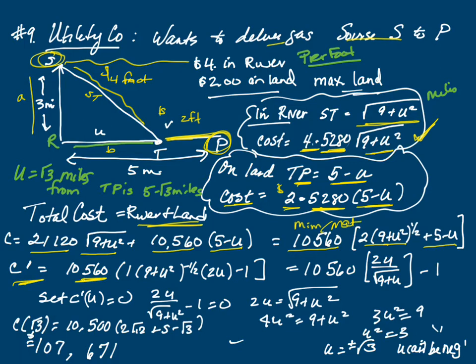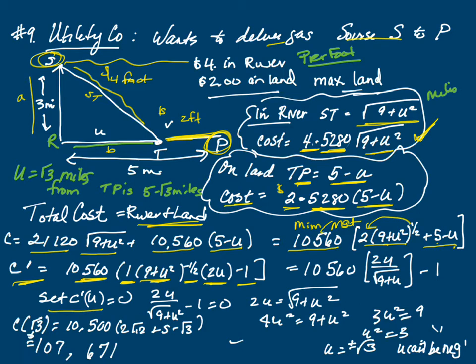Here's the derivative. That would stay the same. And then the 9 plus u squared to the 1/2 would become 1/2 out in front, which would give you a 1 here, 9 plus u squared to the negative 1/2. And then times the inside derivative, which would be 2u, and then the derivative of 5 is 0, and the derivative of u is negative 1. So there's the derivative, and we're going to set it equal to 0.